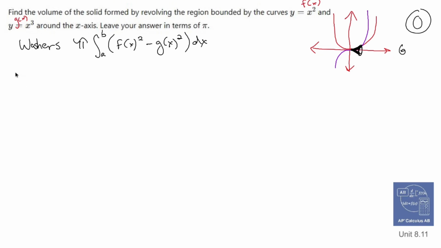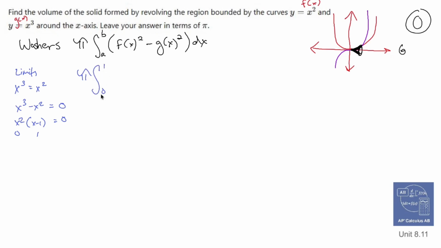I need my limits of integration, though. My limits of integration are found by taking these two equations and setting them equal to each other. So x cubed equals x squared. Subtract x squared from both sides. Factor out an x squared, giving you x minus 1. And you get 0 and you get 1. Those are my limits.